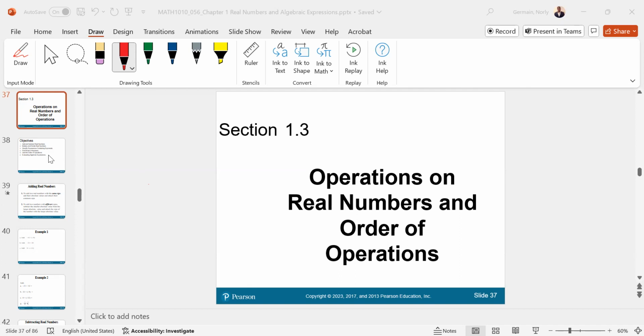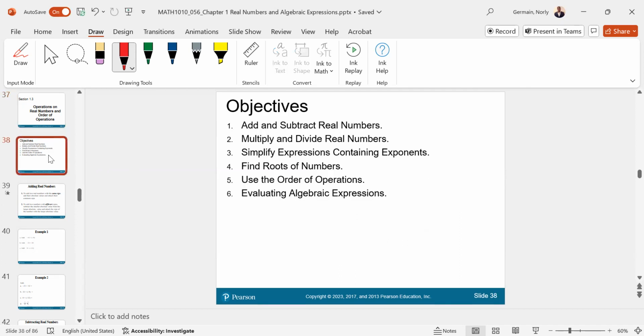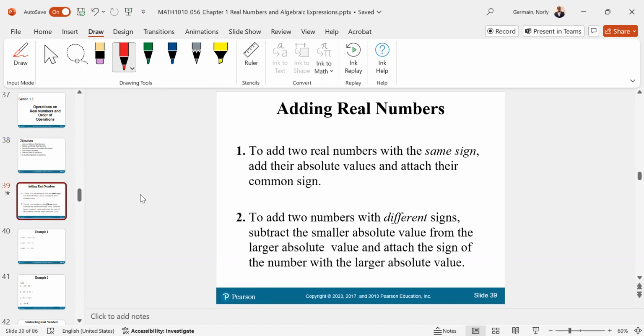The objectives of this section are to show you how to add and subtract real numbers, multiply and divide real numbers, simplify expressions containing exponents, find roots of numbers, use the order of operations, and also evaluate algebraic expressions.